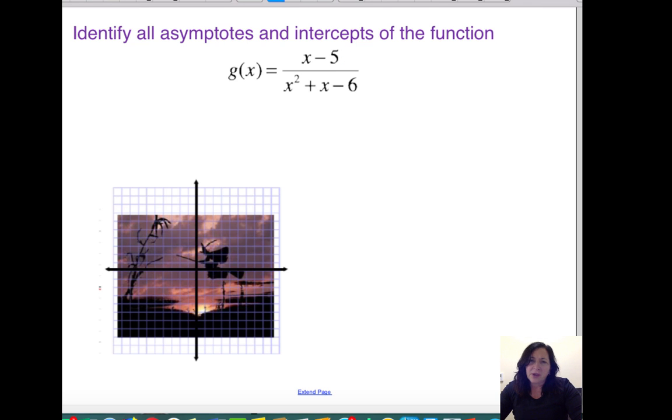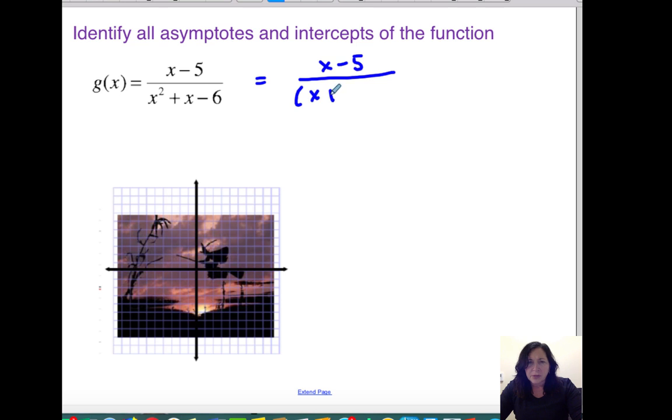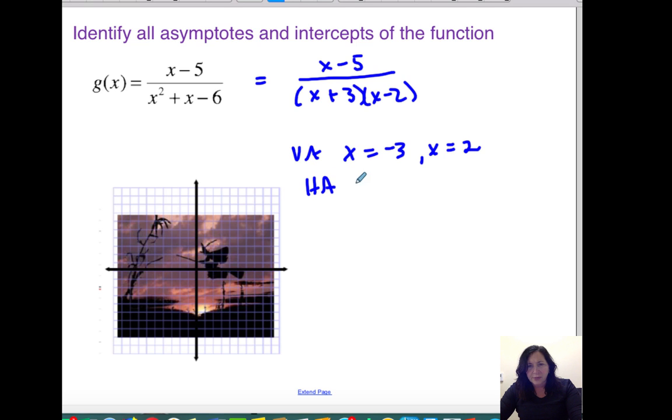Identify the asymptotes. So for this problem right here, I'm just going to start off by factoring that, and I'm going to get x minus 5 all over x plus 3 and then x minus 2. All right, so now that we've factored everything here, write everything that you know. You know that you've got vertical asymptotes, and those are your denominators. So you're going to say at x equals negative 3, and you've got one at x equals 2. Now you look at this and see the denominator has a higher power than the numerator. That means I have a horizontal asymptote at y equals 0.